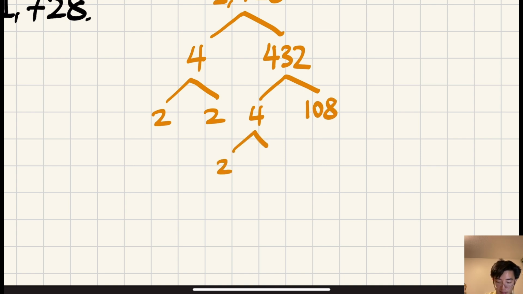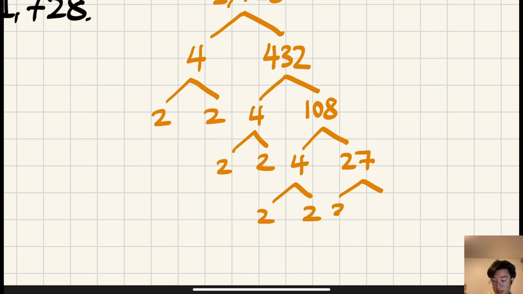That breaks down to 2 and 2. 108 is also divisible by 4, which breaks down to 2 and 2. That divided by 4 is 27. Now with 27, its factors are 3 and 9. 9 breaks down to 3 and 3. Here's an even more disgusting factor tree: 2, 2, 2, 2, 2, 2, 3, 3, 3.